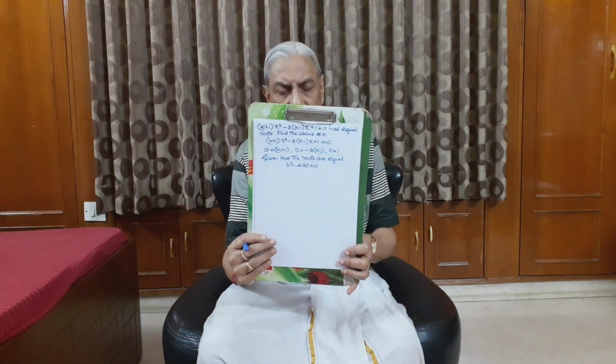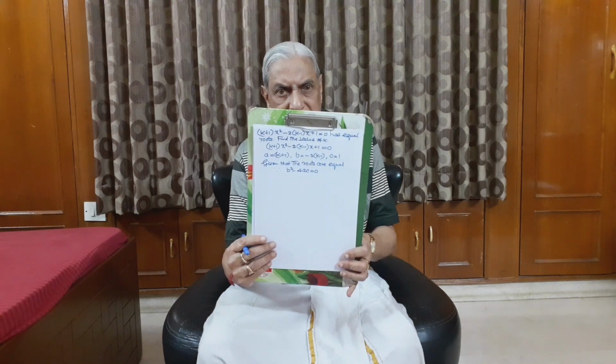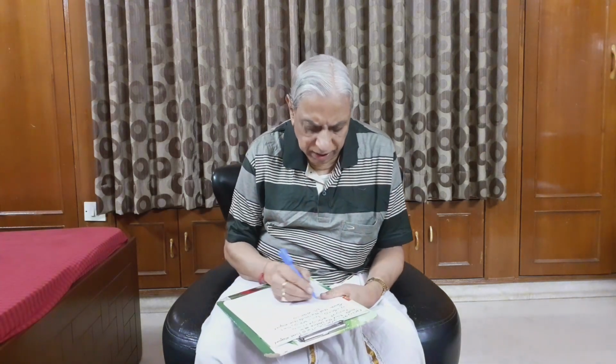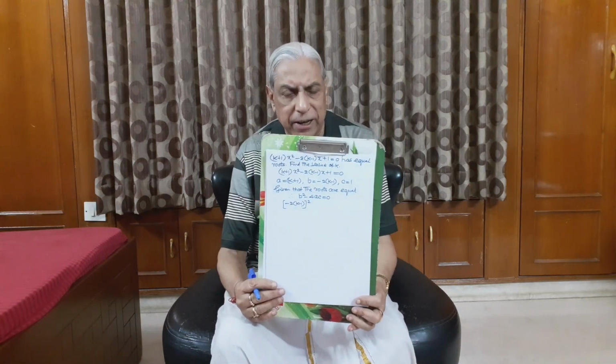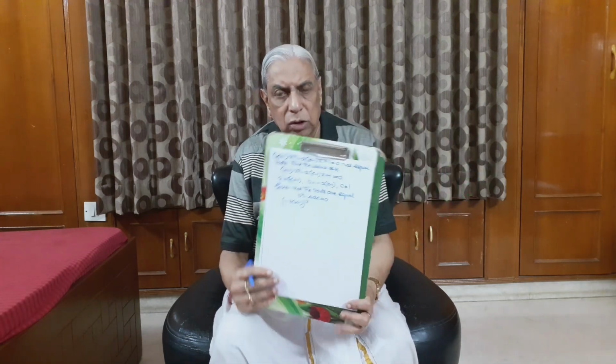What should be the condition? b square minus 4ac equals 0. Substitute for a, b and c. What is b? Write down correctly. Minus 2 times k minus 1, the whole square. Please see that minus is also included under the bracket. Please note down correctly: minus 2 times what? k minus 1, the whole square.